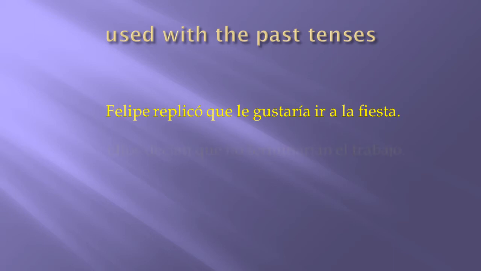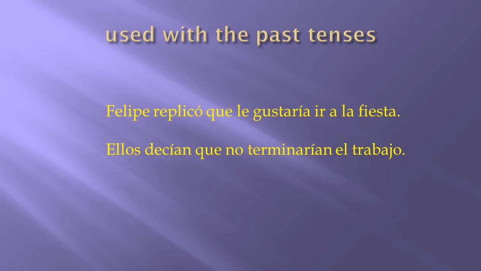First one, Felipe replicó que le gustaría ir a la fiesta. Felipe replied that he'd like to go to the party. Ellos decían que no terminarían el trabajo. They were saying that they would not finish the work. And finally, me prometió que ganarían. She promised me that they would win.